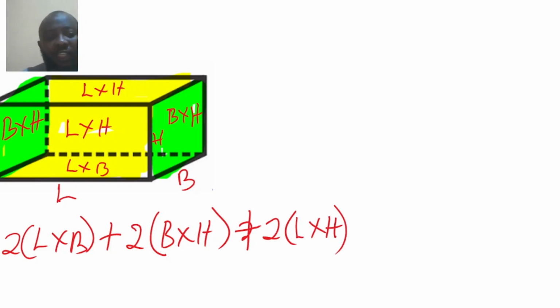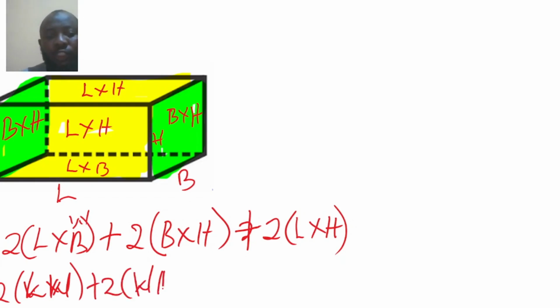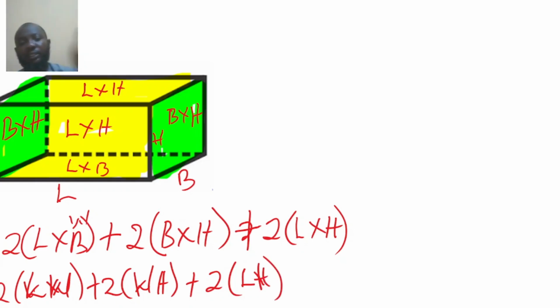That is why in some textbooks you see the breadth is known as width, right? You see 2 into bracket LW plus 2 into bracket WH plus 2 into bracket LH. So that is that. That is the formula for calculating the total surface area of a cuboid. I hope that is very clear.